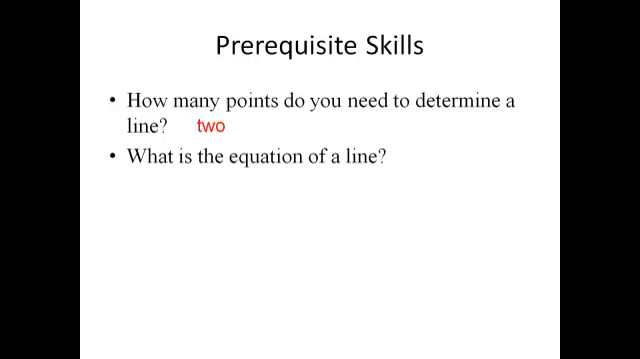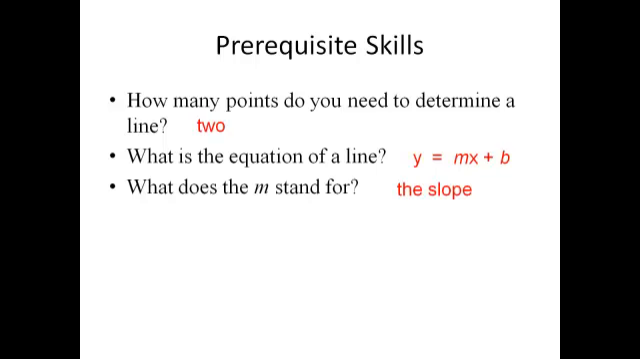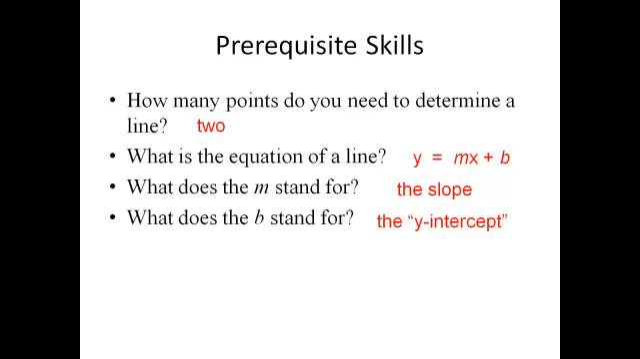And let's recall the equation of a straight line in XY space. We can write it as y equals mx plus b. Recall what the m stands for. That's the slope. And what does the b stand for? That's the y-intercept.